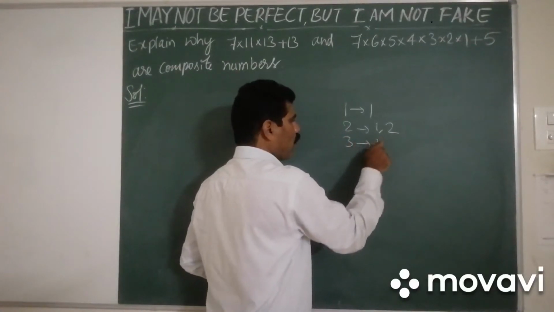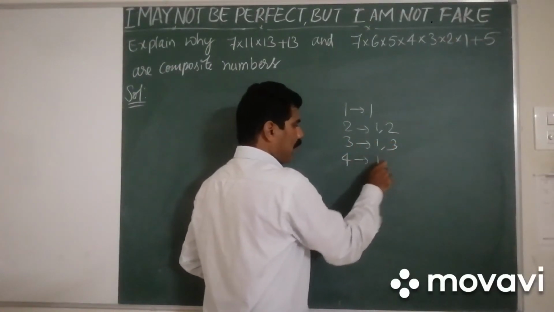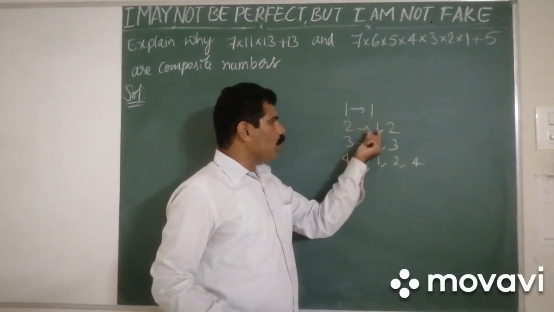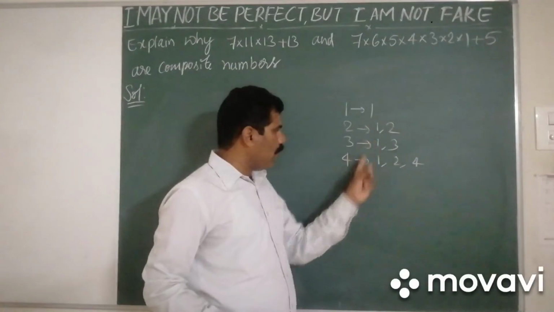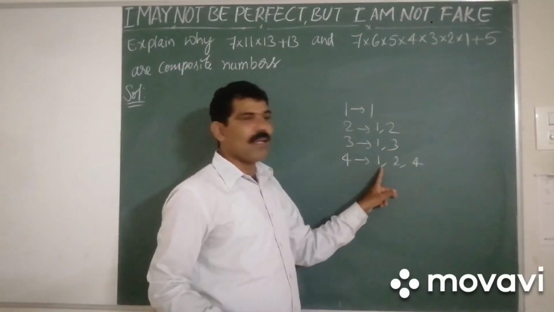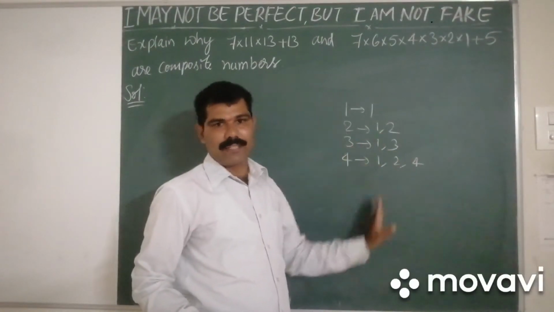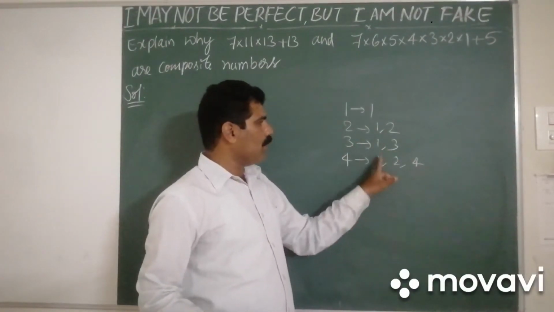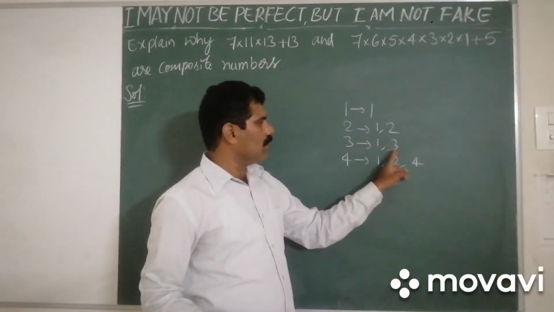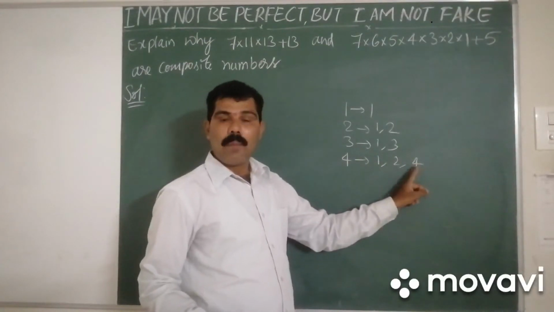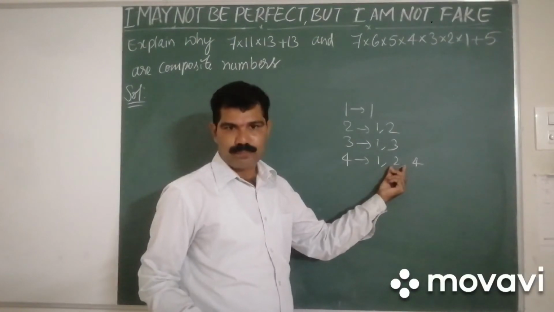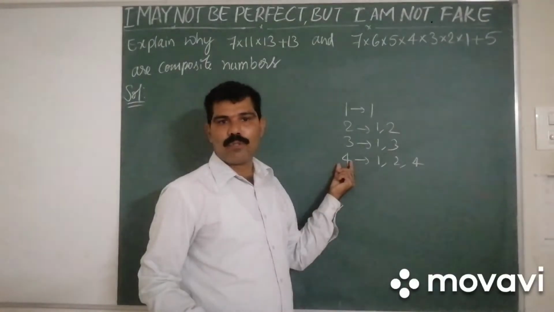If I take 3, 1 and 3. If I take 4, 1, 2 and 4. See, 1 is common for all the numbers, as a factor, and apart from that the number itself is a factor. Here for 4, apart from 1 and itself, I am having one more factor, that is 2. So I call this a composite number.